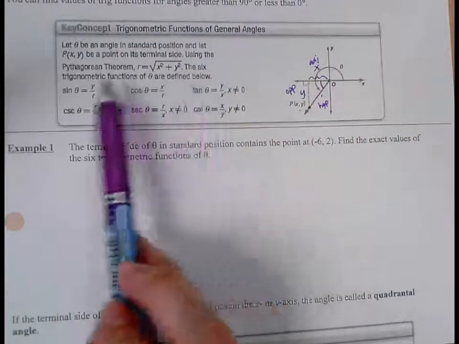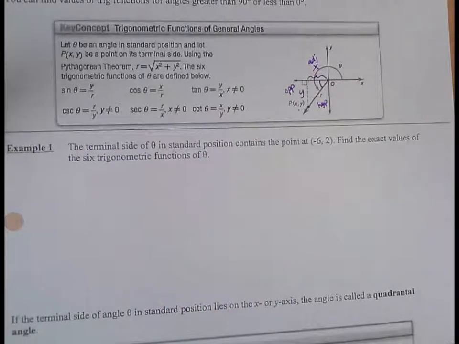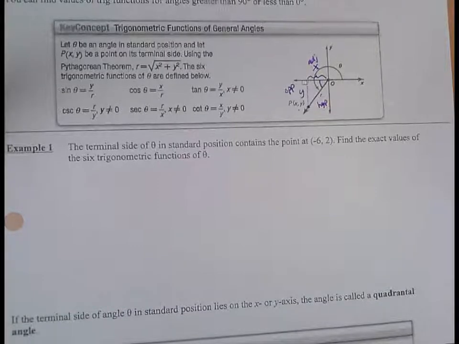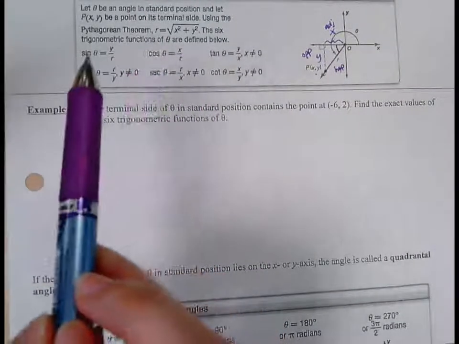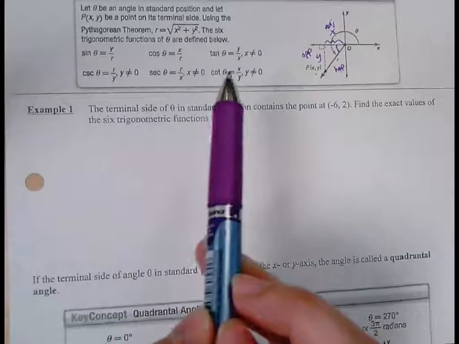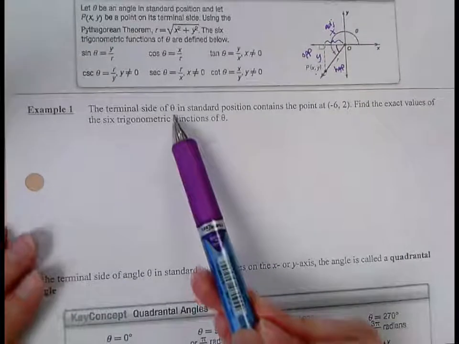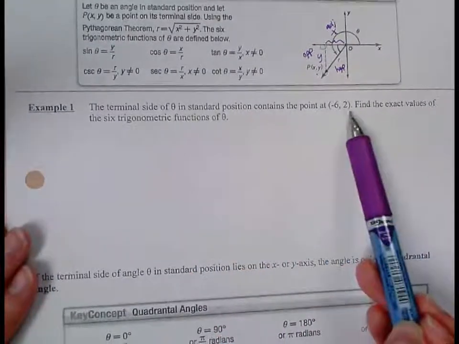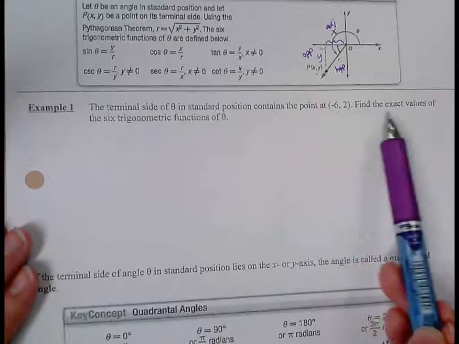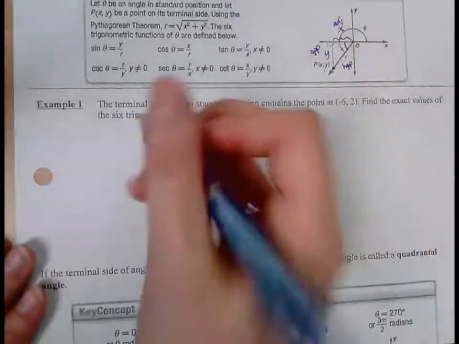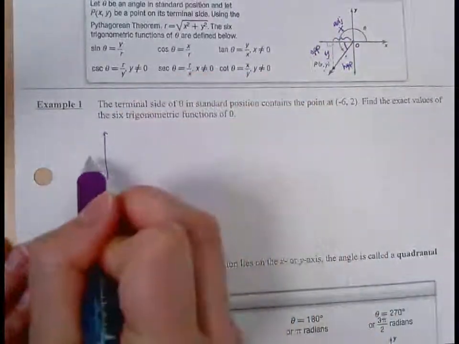Okay, so they are listing these in terms of y, x, and r, but they're not anything different than we covered in 12.1. So don't look at it as something additional you have to memorize, as long as you're just applying what you already know. So we're going to go through example 1, and like I said, I'm not even going to reference these formulas because you don't really need them for what example 1 is asking. It says the terminal side of some angle theta in standard position contains the point at negative 6, 2. Find the exact values of the 6 trig functions of angle theta. Okay, so I'm going to make a sketch.